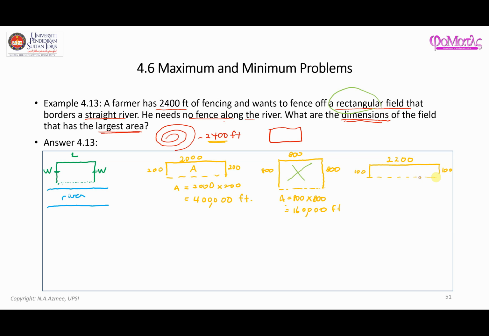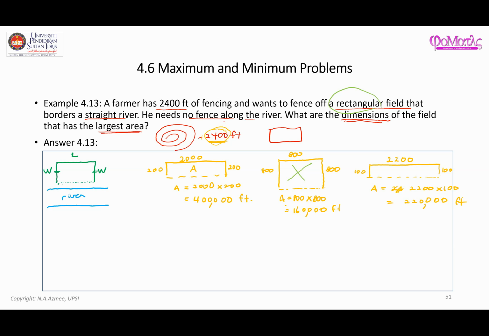And so based on this, 2200 plus 200 will be equal to the amount of fencing that the farmer has, which is 2400. Therefore, the area in this case is 2200 times 100. So that will be equal to 220,000. So still, this has a larger area compared to this one.